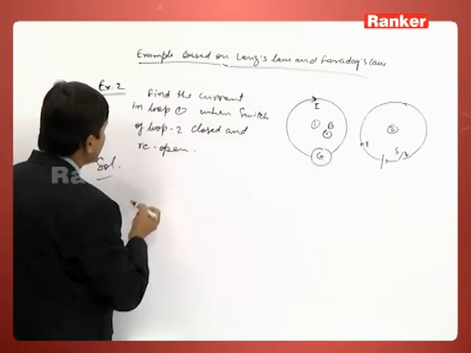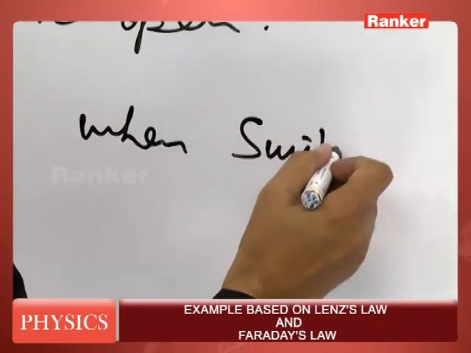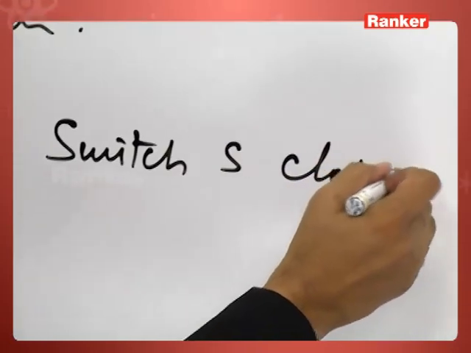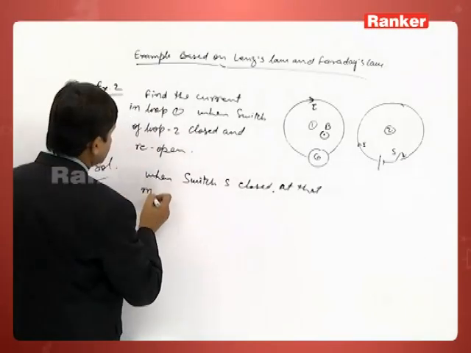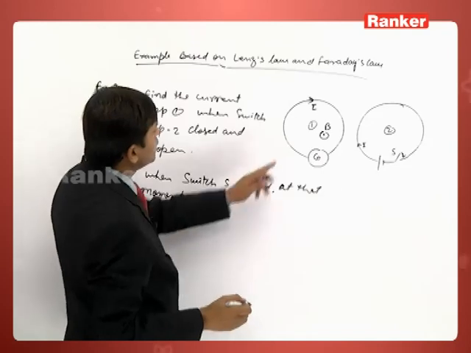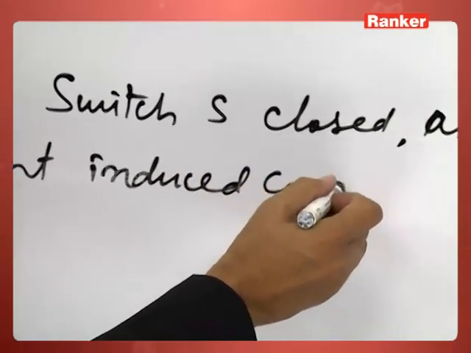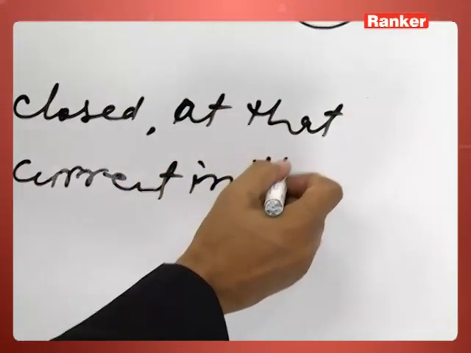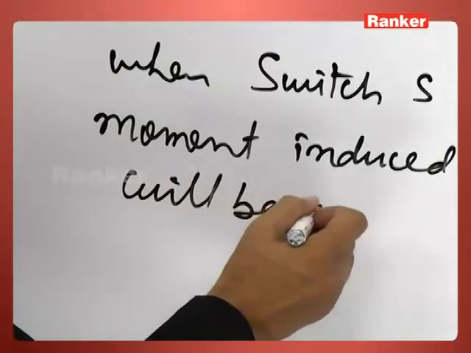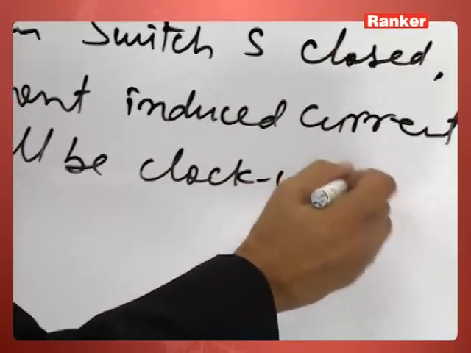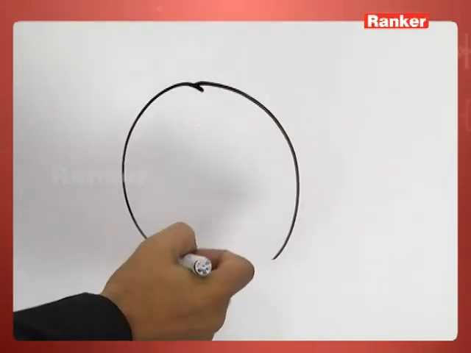So, we can say in the first part, when switch S is closed, at that moment the induced current in loop 1 will be clockwise.